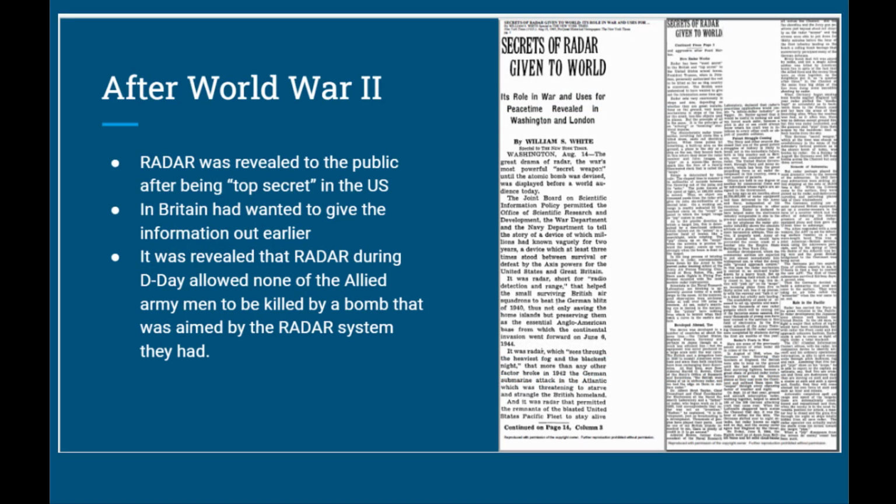Radar was revealed to the public after World War II, after being top secret in the US. In Britain, they had wanted to give the information out earlier. As seen in the newspaper on the right, the New York Times released information of the basics of radar. It was revealed that radar during D-Day allowed none of the Allied army men to be killed by a bomb that was aimed by the radar system they had.